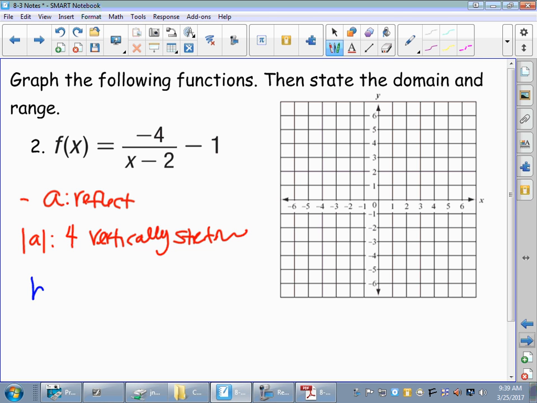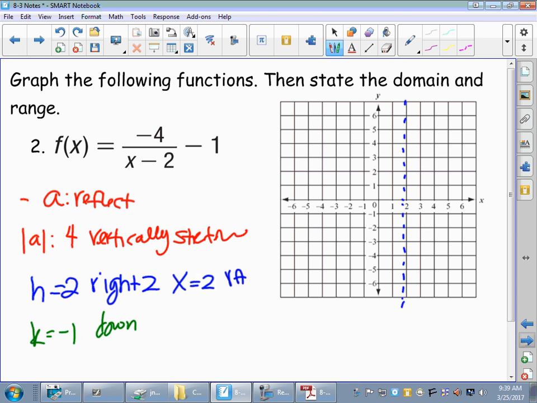My h value is equal to 2, and so that's going to shift us to the right 2, which means my vertical asymptote is x equals 2. So if everything from the parent is going to be shifted to the right 2, I've got a vertical asymptote at x equals 2. That's my VA. My horizontal asymptote is -1. My k value is -1. That means I'm going to move down 1 unit from where the parent is, so that would be y equals -1 for the horizontal asymptote.